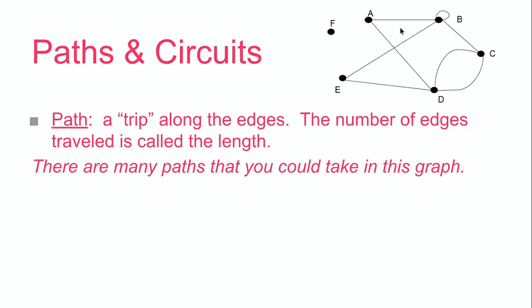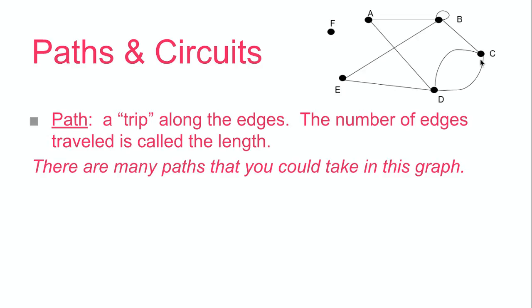There are multiple ways to travel from vertex A to vertex C, and however many edges you use is the length of that path. So I could go from A to B to C, and that would be a length of 2. I could go from A to B, do the loop, and then go to C, and that would be a length of 3 because the loop counts as an edge. I could go from A to D to C and have a length of 3.